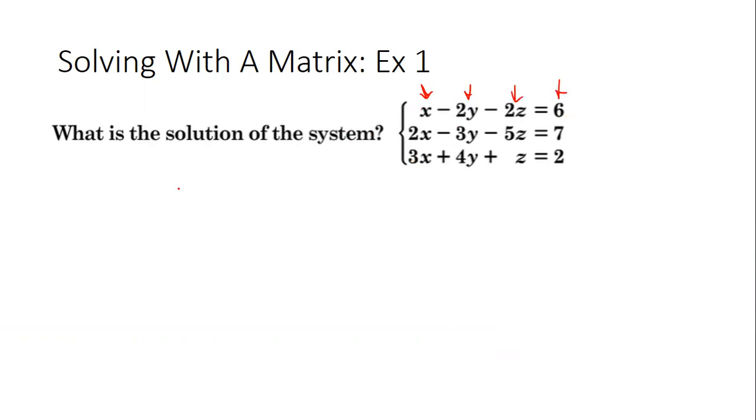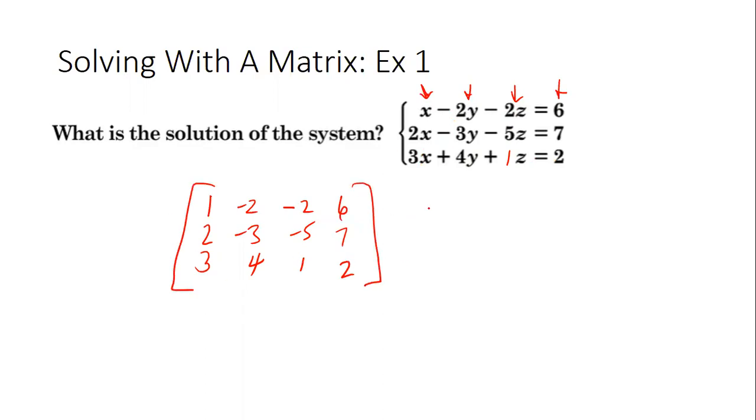So in our first column, I have 1, 2, and 3. In my second column, I have -2, -3, and 4. In my third column, I have -2, -5, and 1, because if there's no coefficient, it is 1, Casper-friendly 1. If there's no variable, it's a 0, right? And then I have my constants, which are 6, 7, and 2. So this is my matrix.